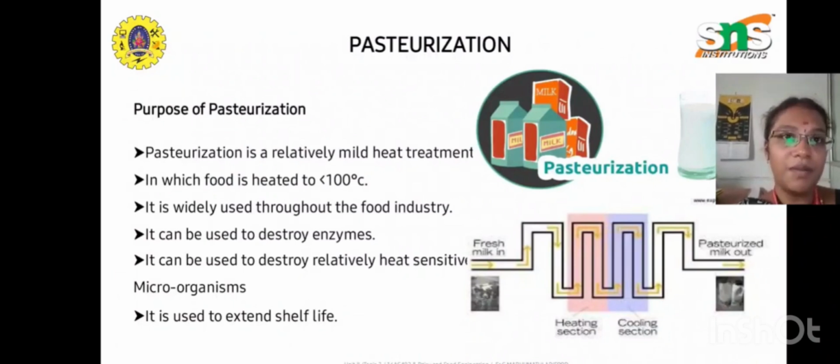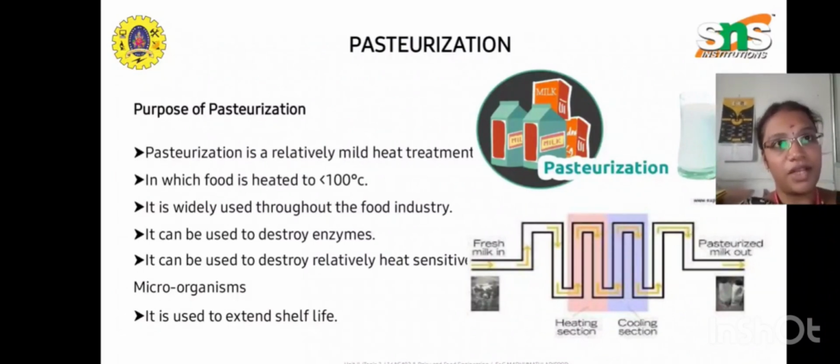The main purpose of pasteurization is a mild heat treatment, as we call it. The enzymes present in the food material get destroyed, and also heat sensitive materials and other microorganisms get destroyed. The food is heated to less than 100 degrees Celsius, and this is widely used in the milk industry, mainly to extend the shelf life of the product.